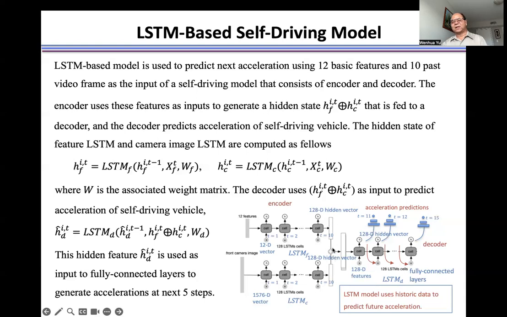And then we put them together as the input to the decoder. Then the decoder LSTM module predicts the accelerations at the next 5 time steps. So this is just like a sequence-to-sequence mapping. That is much better than the baseline self-driving model.